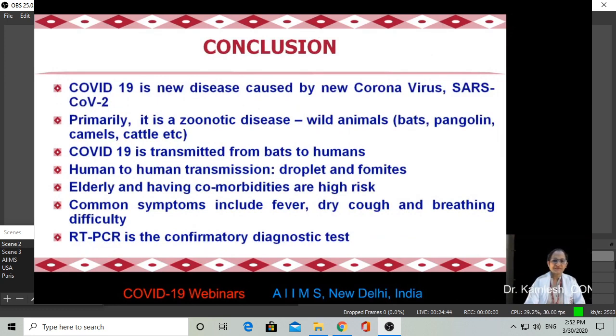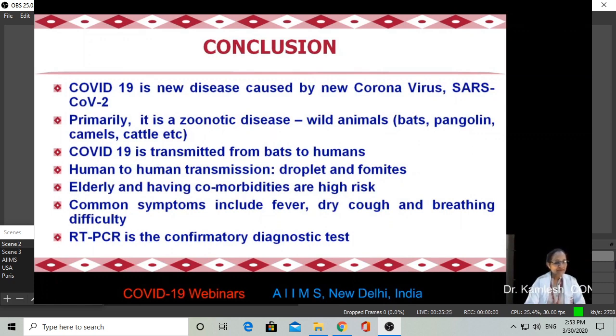COVID-19 is a new disease caused by a new coronavirus, SARS coronavirus 2. Primarily, it is a zoonotic disease which is prevalent in bats, pangolins, camels, cattle, etc. It is transmitted from bats to humans, and probably later the evidence might suggest otherwise. Human to human transmission is predominantly happening through droplets and fomites, that is, the articles which are used by the positive cases. Elderly and those having comorbidities are at a high risk. Common symptoms include fever, dry cough and breathing difficulty.